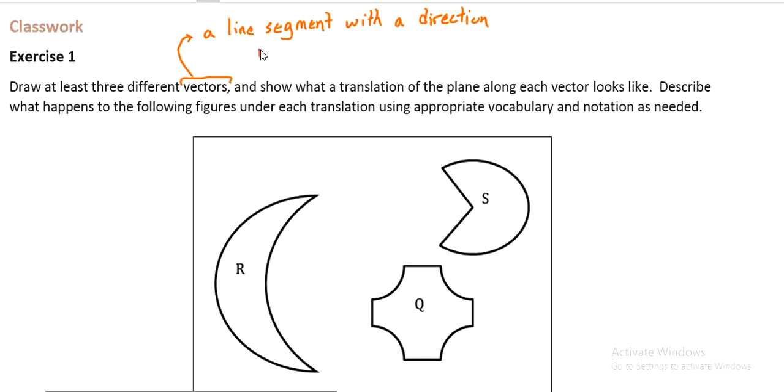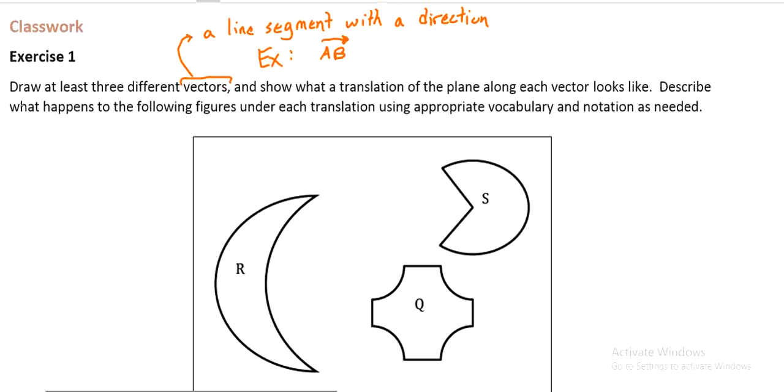For example, a way to show this, if I said vector AB, I would put the arrow above it, and the first letter shows the starting point. Starting point would be A, the second letter shows the ending point, which in this case would be B. So it's important to know which direction the vector is telling you to move, because we're going to be performing translations based on vectors.